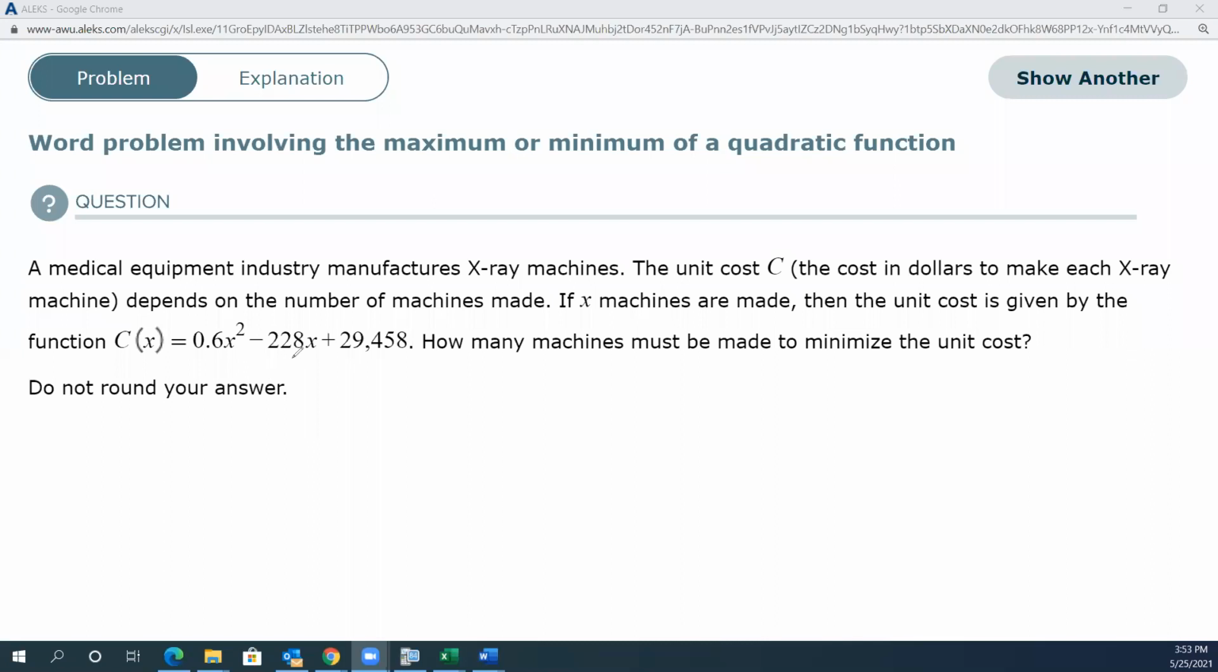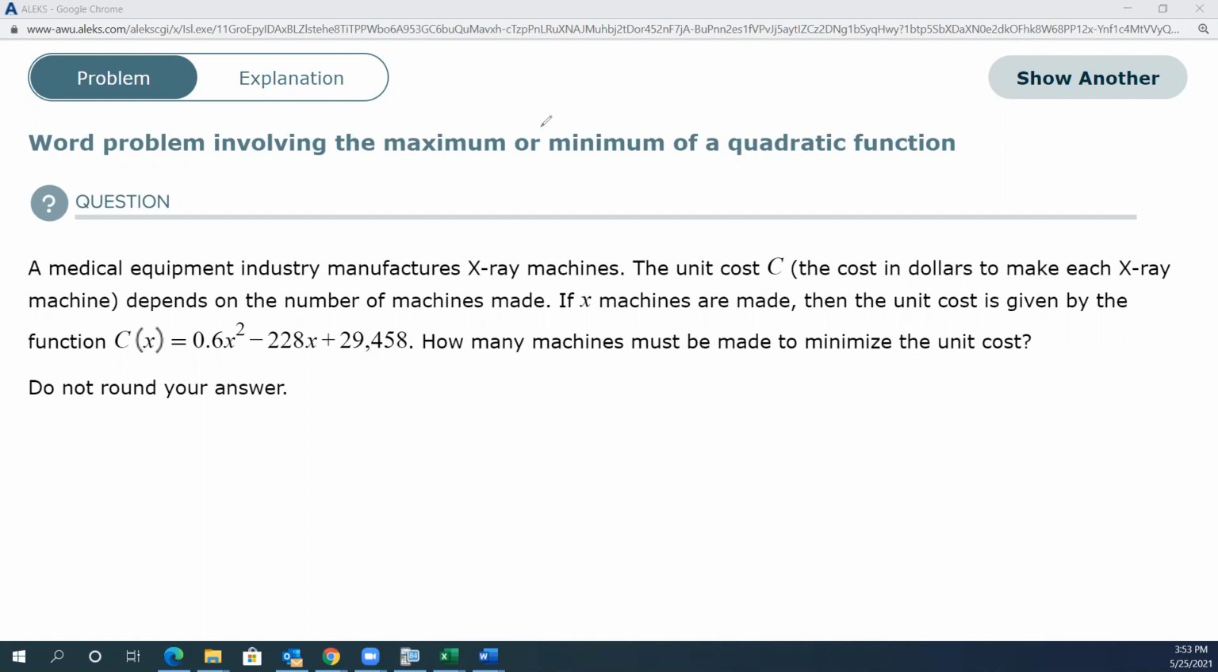All right, one more. Medical equipment industry manufactures X-ray machines. The unit cost C depends, so the cost to make just a single X-ray machine depends on the number of machines made. That makes sense. If x machines are made, then the unit cost is this function here. So x is how many machines, and C is the cost for an individual machine. So how many machines must be made to make that unit cost as small as possible, to minimize it?